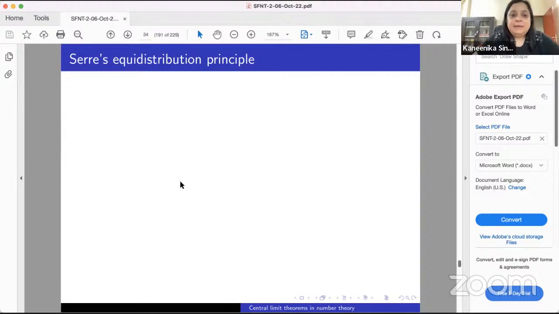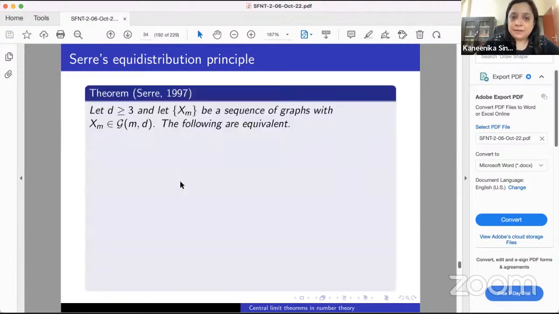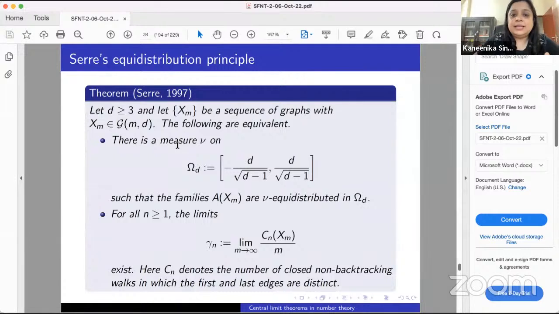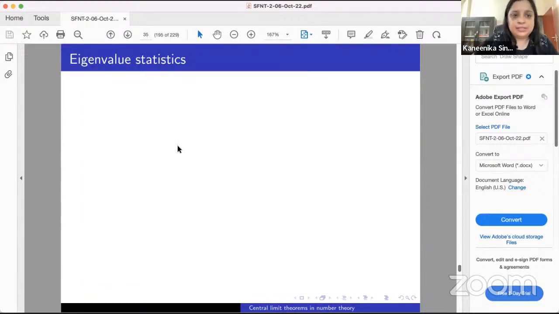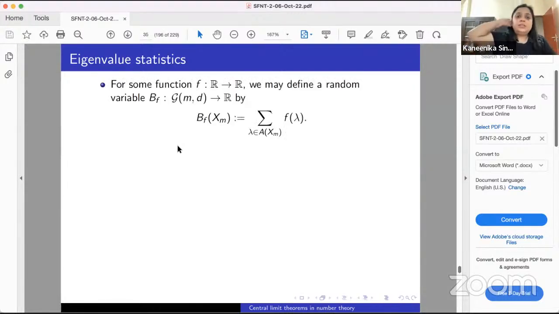Okay, so in his 1997 paper, Serre was actually concerned with general equidistribution principles, which he applied to eigenvalues of Hecke operators, as well as eigenvalues of regular graphs. And he also gives a criterion which is necessary and sufficient for an equidistribution measure to exist for a family of regular graphs. So let me just introduce quickly some questions about eigenvalue statistics. Given a function f, let's take a real valued function defined on R, we may define the following random variable on the set of all d regular graphs on m vertices.